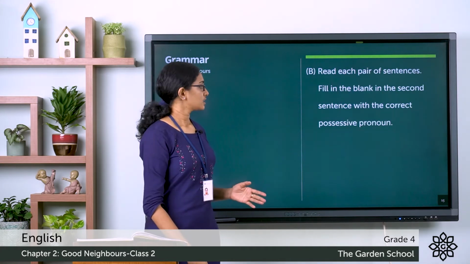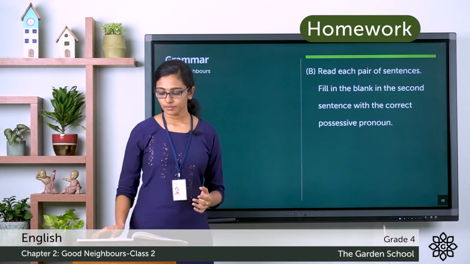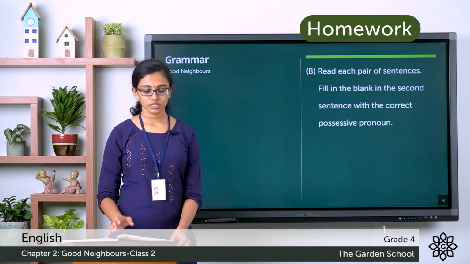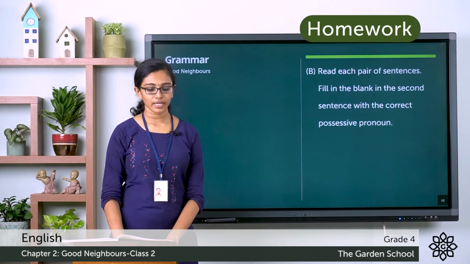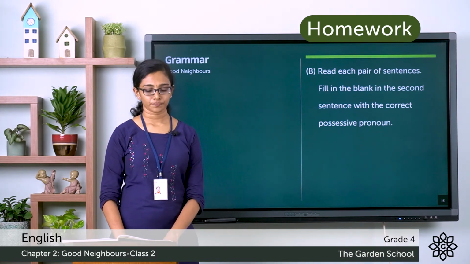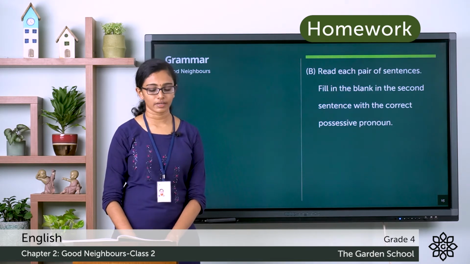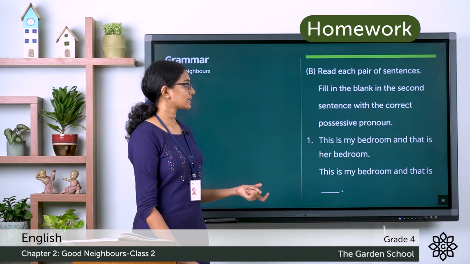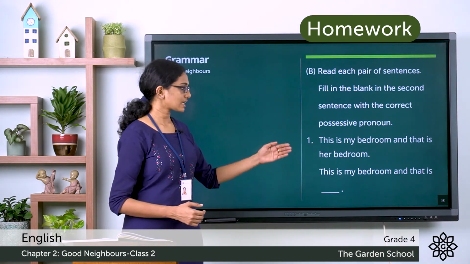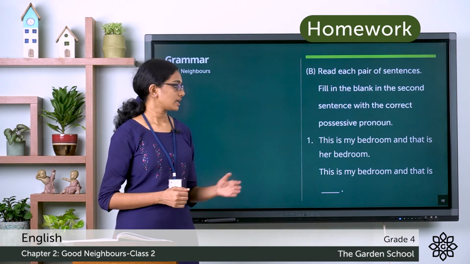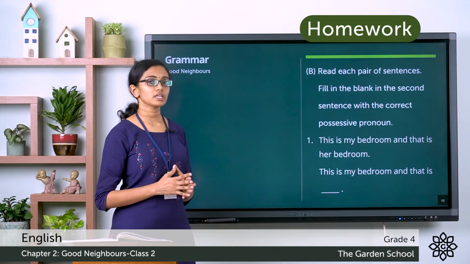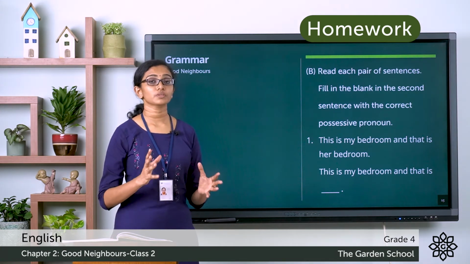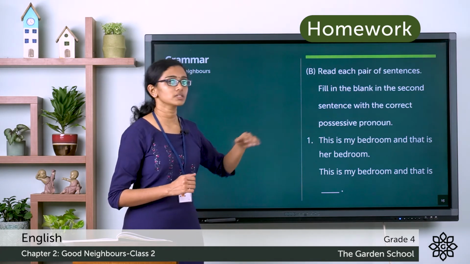Clear? Now there is an exercise based on this on page number 28. It reads, read each pair of sentences, fill in the blank in the second sentence with the correct possessive pronoun. So have a look at the questions given here. The first one is, this is my bedroom and that is her bedroom. There is a second sentence given along with it. There is a blank space. In the blank space, you have to give a suitable possessive pronoun based on the first sentence.